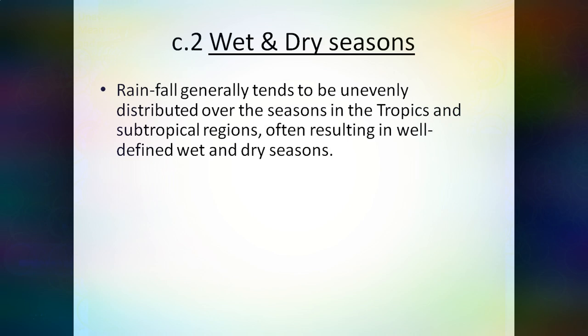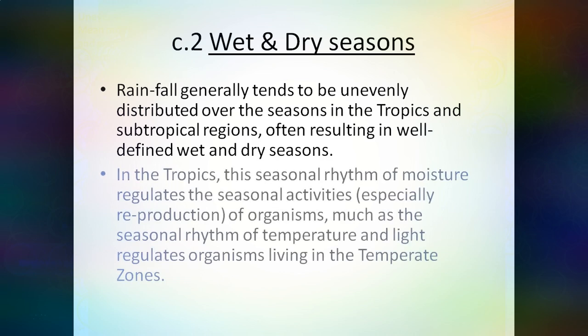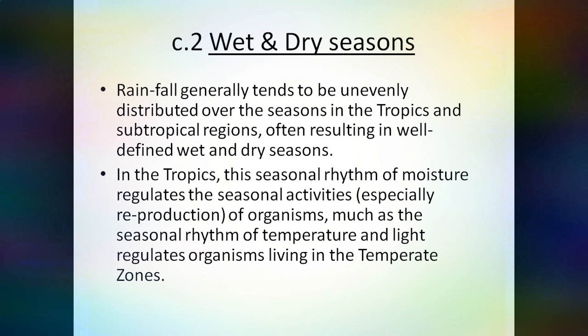This uneven distribution of rainfall leads to distinctive wet and dry seasons. When rainfall tends to be unevenly distributed over the seasons in the tropics, for example, or the subtropics, it often results in well-defined wet and dry seasons. In the tropics, this seasonal rhythm of moisture regulates the seasonal activities, especially reproduction of organisms, much as the seasonal rhythm of temperature and light regulates organisms living in the temperate zones.